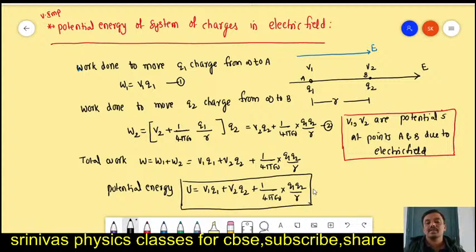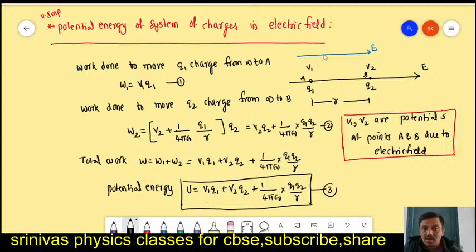This is the formula for the potential energy of a system of charges in an electric field. Okay, right. Look here: previously we derived the potential energy to assemble the Q1 Q2 charges at R distance, only that formula. But here we got something extra. Why do we get this extra? It is due to the electric field potentials V1 and V2. Further work done will be there. Where the potential is there, there the work will be there.